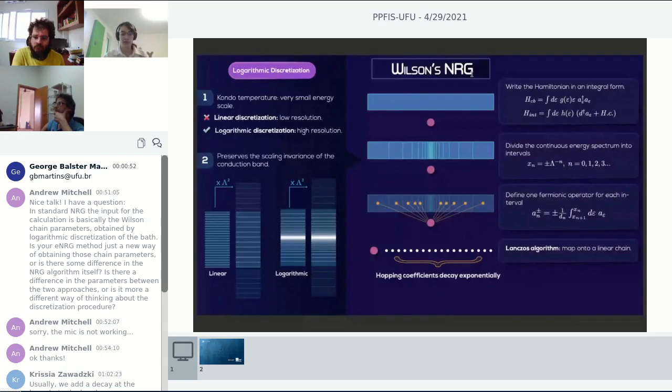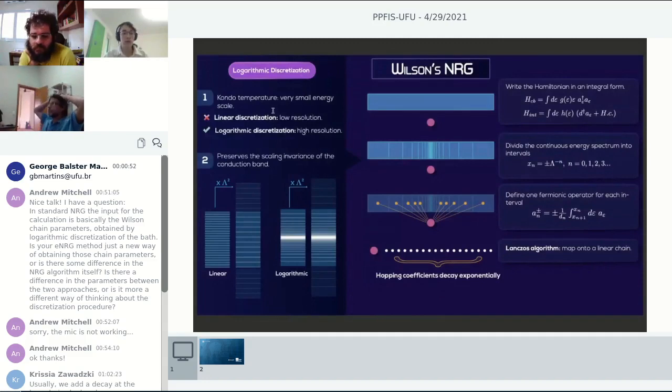Any numerical treatment of this infinite chain, this infinite Hamiltonian, would require some form of discretization because we cannot implement infinite dimensional matrices. However, not all discretization schemes are good, and there is an apparent reason why we must use the logarithmic discretization. So for instance, in the Kondo problem, the Kondo temperature sets a very small scale, and the relevant physics happens in a small window around this temperature.